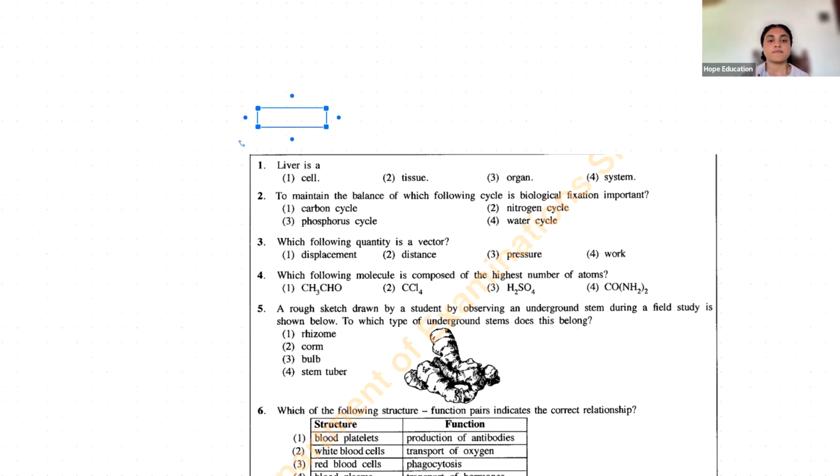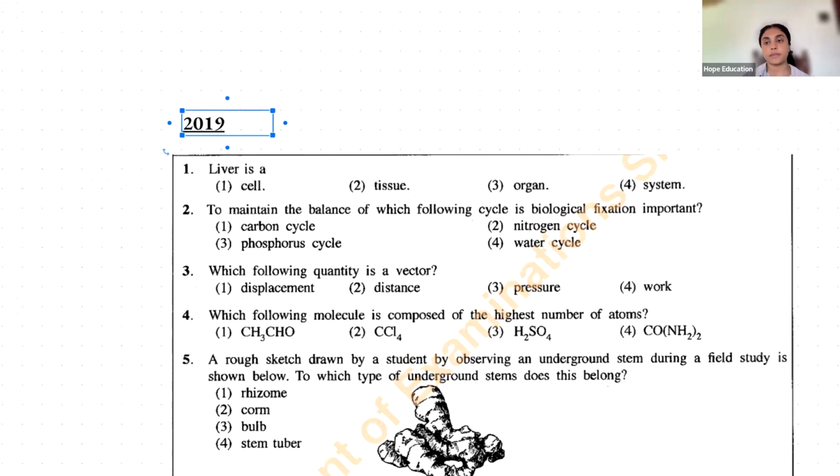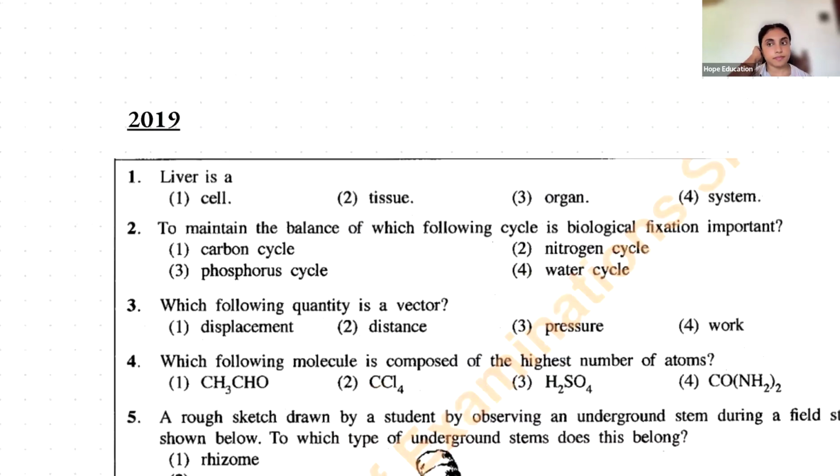The 2019 paper. Liver is what? Liver is an organ, no? Let's discuss simple things quickly. Liver is an organ, so the answer is the third one.